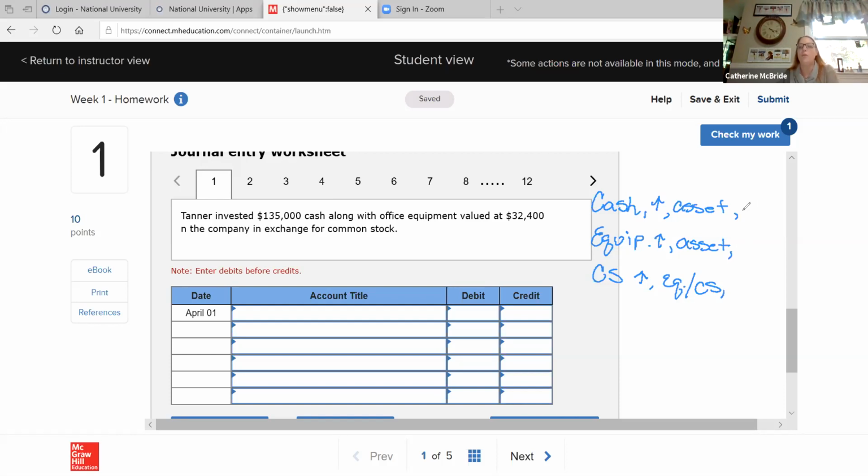If I increase an asset, do I debit it or credit it? Debit, yep. If I increase common stock, do I debit it or credit it? Credit. All right, so now we're ready to do the journal entry.